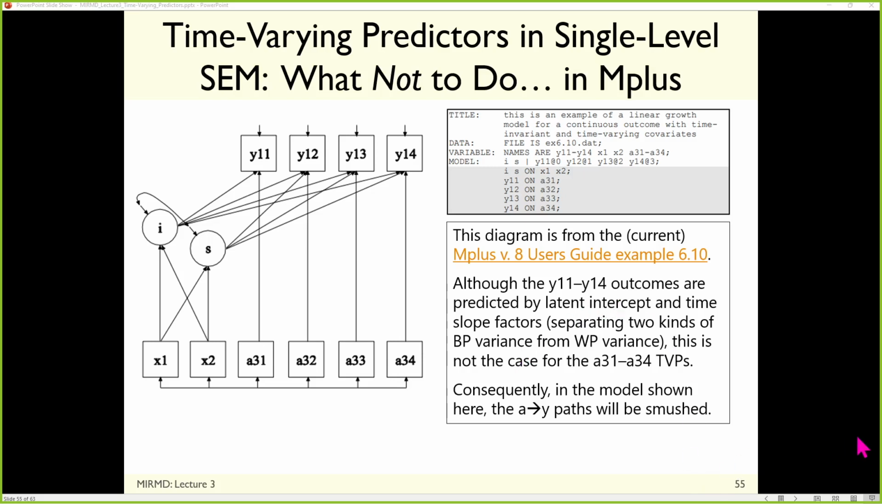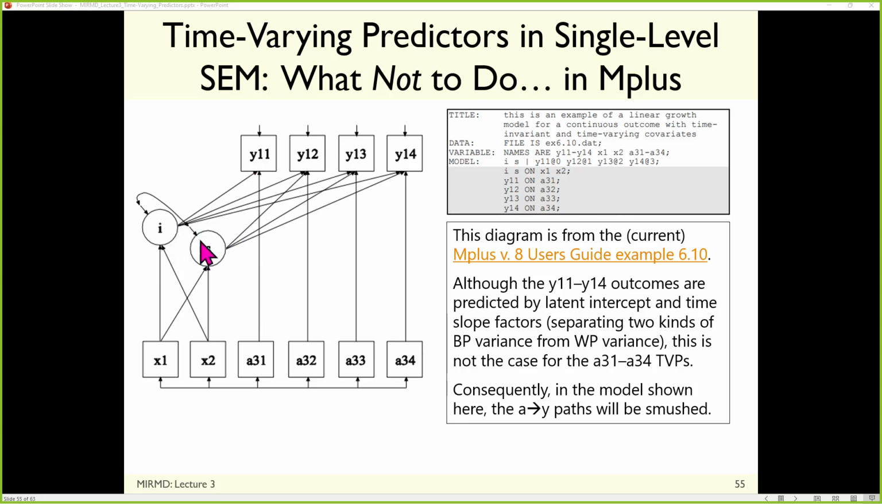So first off, here's what not to do. This was taken from the current version of the M+ manual. So this is not a problem that's gone away anytime soon. So what they have here is a growth curve model for y, even though it's a slope that's probably linear in this example, given the factor loadings.